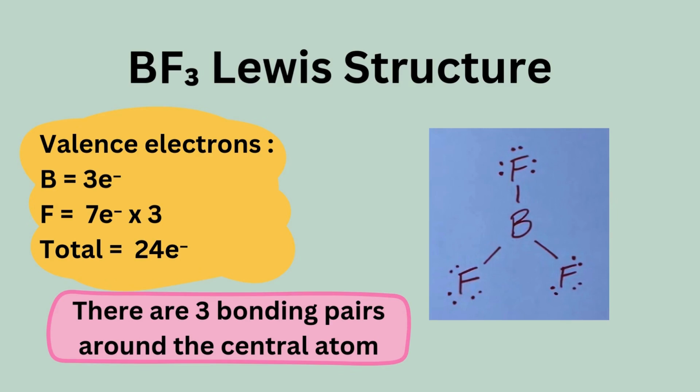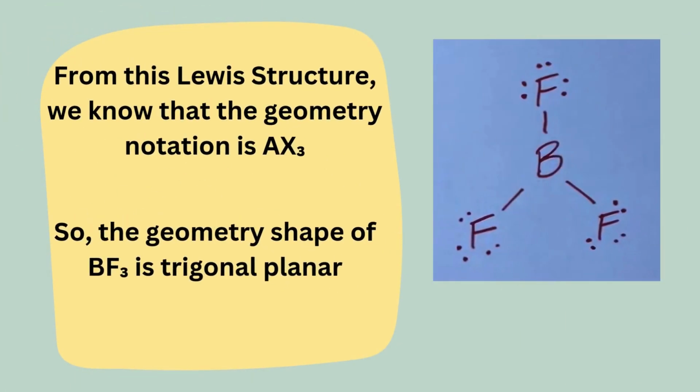Then the central atom must be the least electronegative. Then arrange the electrons to achieve the minimum repulsion. After that, you can find there are three bonding pairs around the central atom. Therefore, the geometry shape of boron trifluoride is trigonal planar.